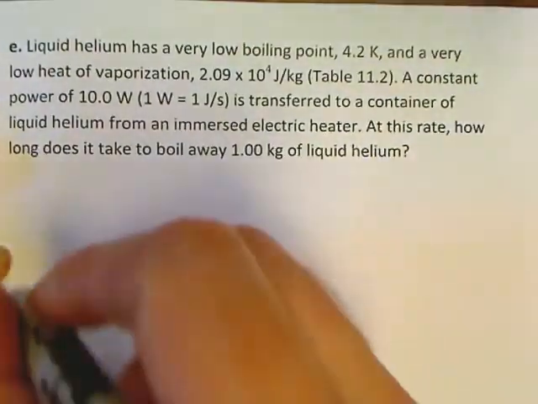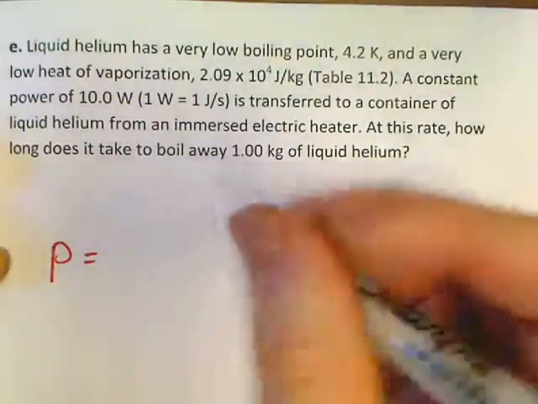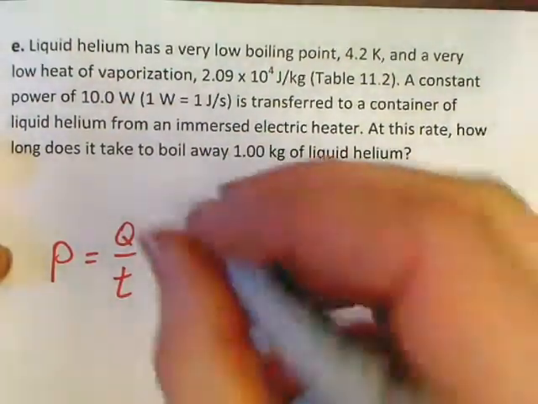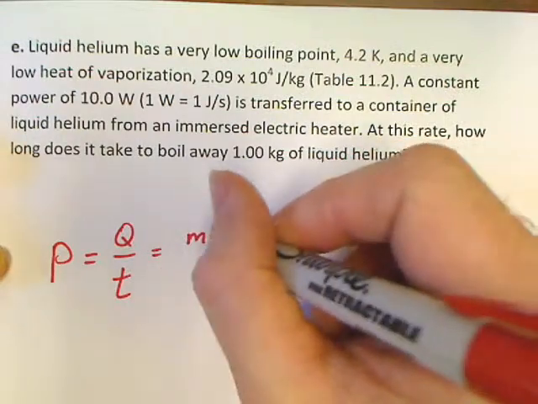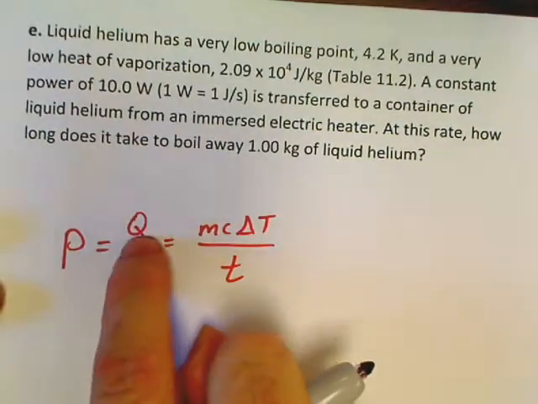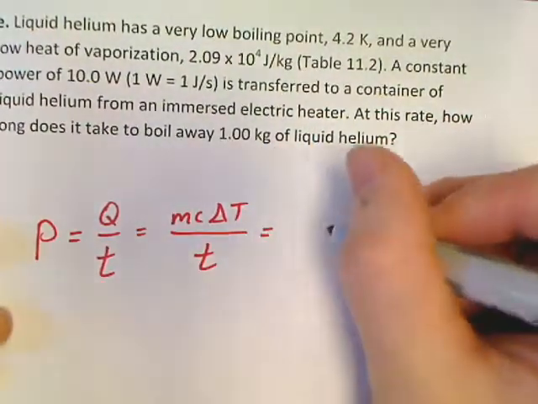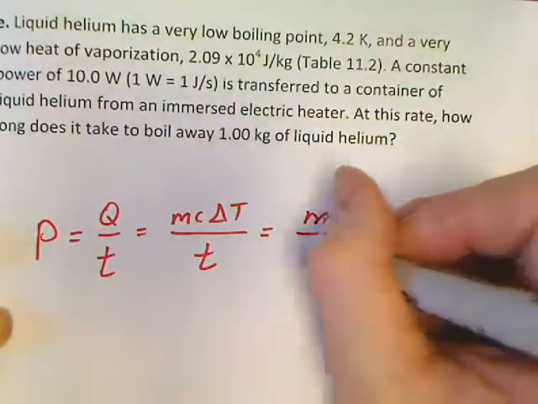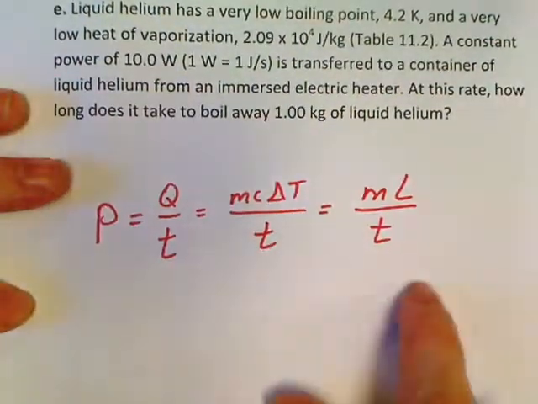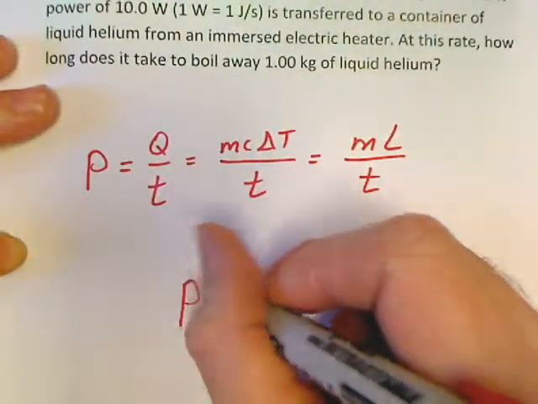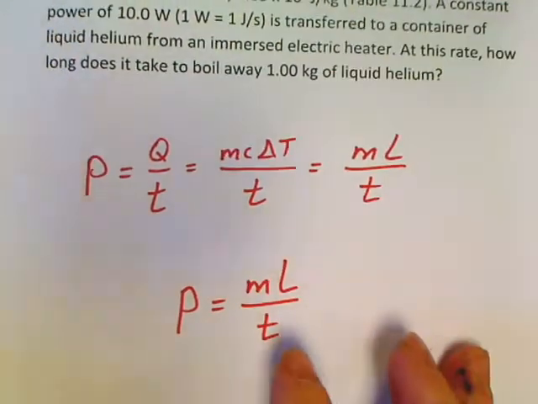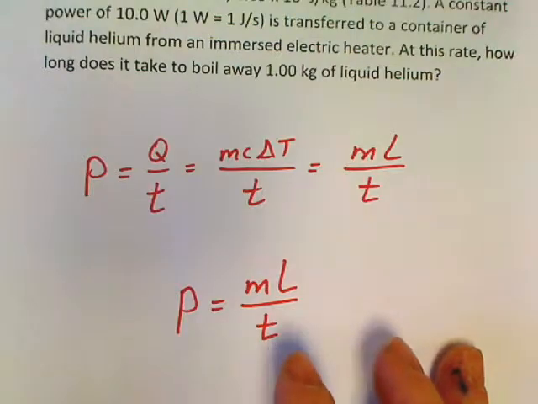You remember a little while ago in the older videos, I said power is equal to Q over T, energy over time. Well, I said in that video we could write mc delta T over time. Well, you've learned a new type of Q equation. The Q equation I just taught you is mL. So this problem is giving you a power, and what it's wanting you to do is just say that power is equal to m, latent heat, over time. So instead of an mc delta T question, it's just an mL question.